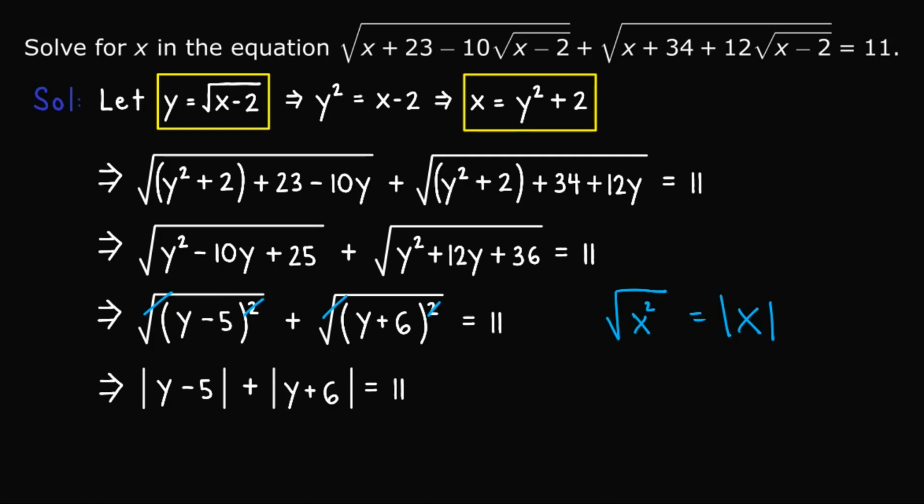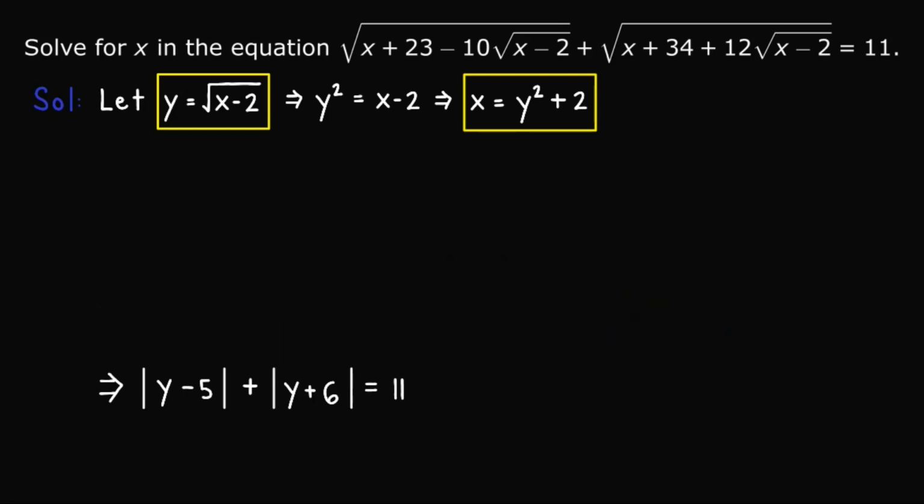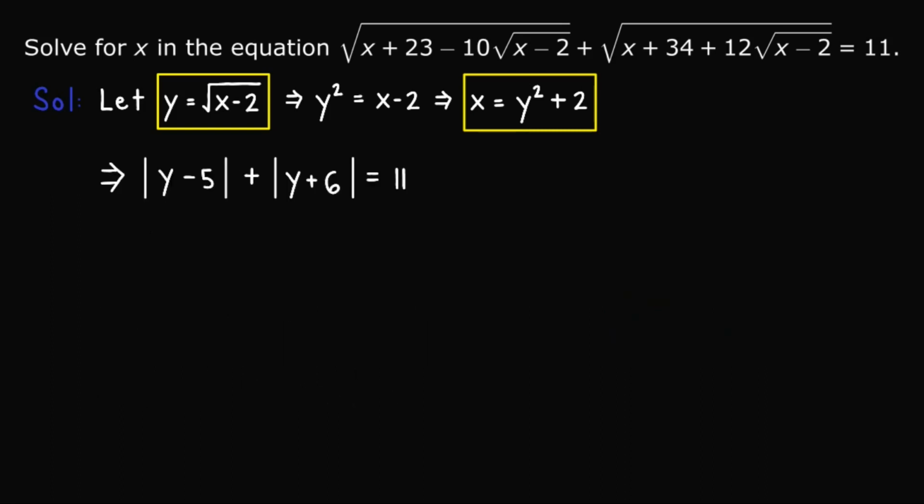Now let's clear out some space so that we can focus on this one. So let's have this and move this up. There. Now what we'll be doing next is solving this absolute value equation, wherein we have two absolute values. This one is quite tricky, especially if you don't know how to do this. So I'll probably link a video explaining how to solve absolute value equations involving two absolute values.